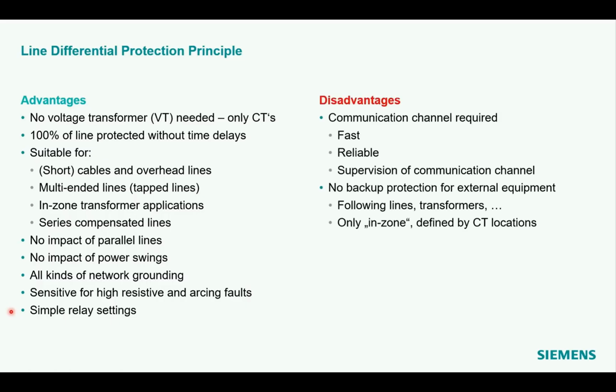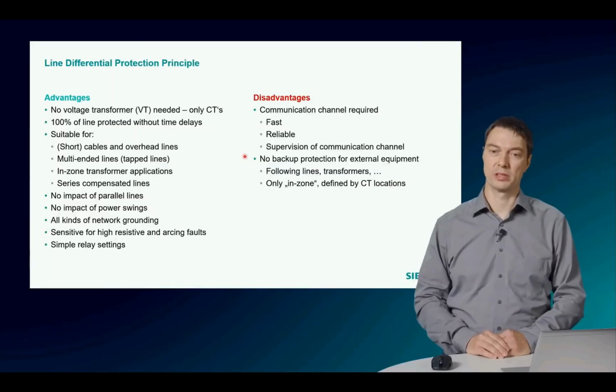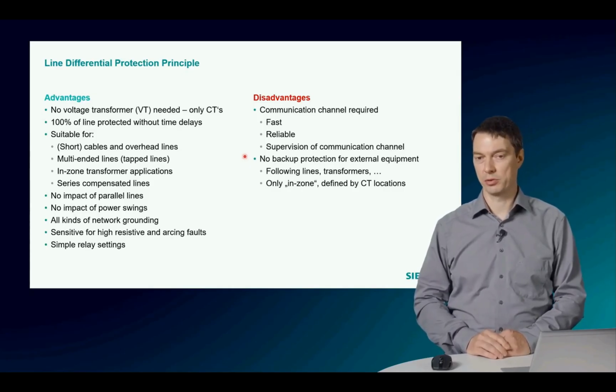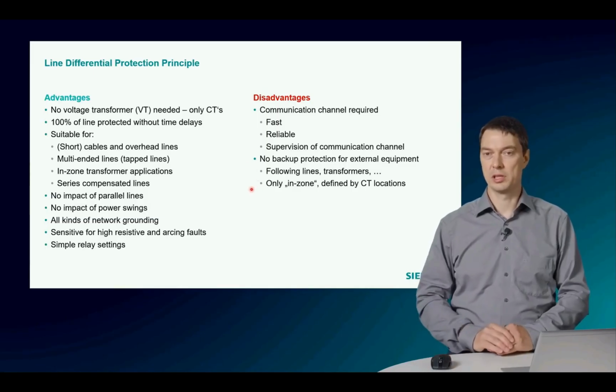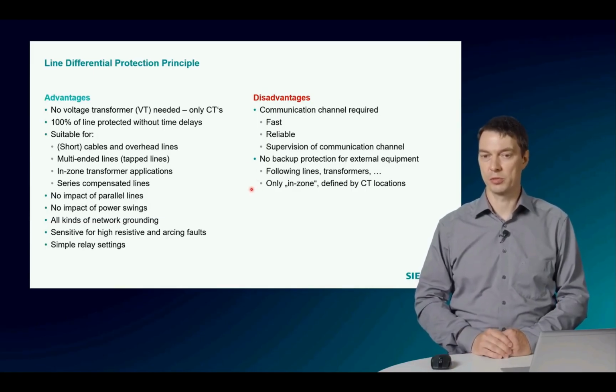On the other side, there are also some disadvantages to mention. First of all, you need a communication channel for this protection principle, which needs to be fast, reliable, and it should be possible to supervise this communication channel. The line differential protection is a unit protection. That means also that it does not provide a backup protection for external equipment like following lines or transformers. Only the equipment in the zone which is delimited by the location of the current transformers is protected.